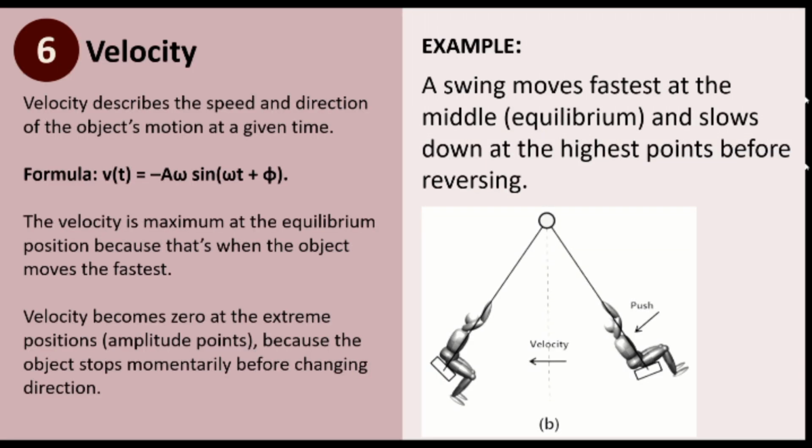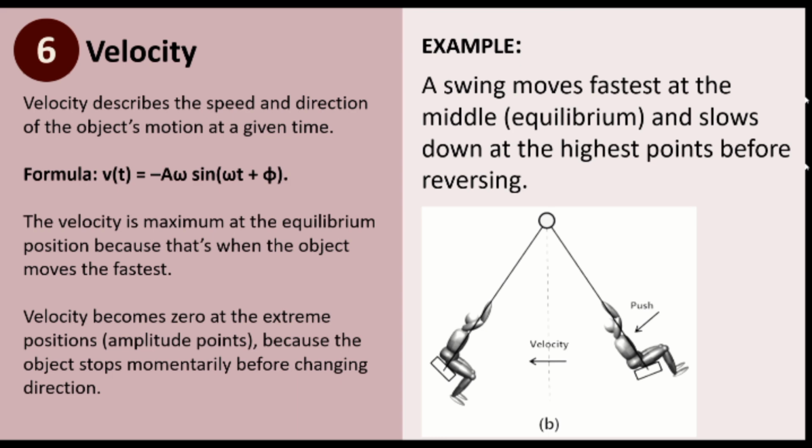Next, we have velocity. Velocity describes the speed and direction of the object's motion at a given time. The formula is v of t equals negative amplitude times angular frequency times the sine of omega t plus phi. Velocity is maximum at the equilibrium position because that's when the object moves the fastest. Velocity becomes zero at the extreme positions, the amplitude points, because the object stops momentarily before changing direction.